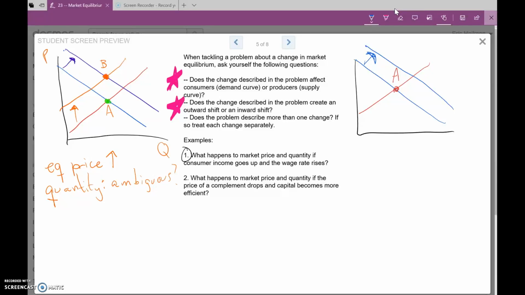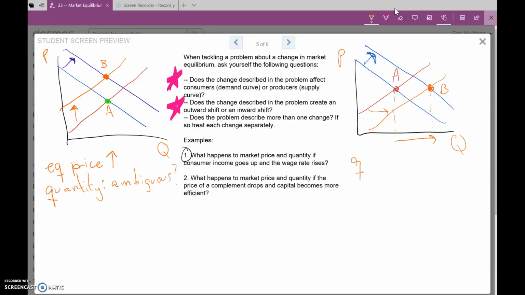If capital becomes more efficient, so if the factory machines that package peanut butter or something like that become more efficient, that's going to lower the supplier's costs. So you're going to get an outward shift in the supply curve. So the new equilibrium is going to be over here at point B. This is where the new demand curve and the new supply curve meet. So in this case, what happens to the market equilibrium? Well, it is unambiguous that the quantity exchanged is going to go up.